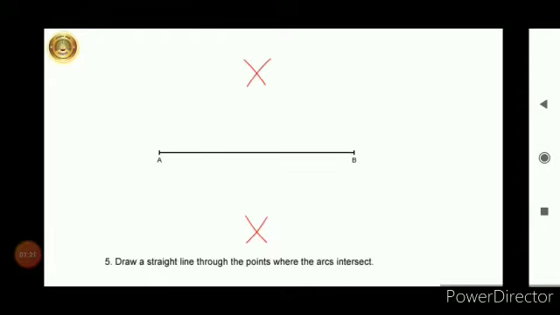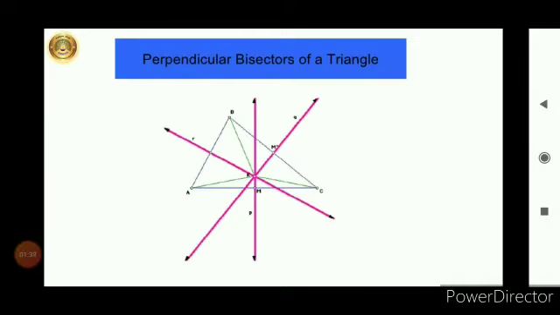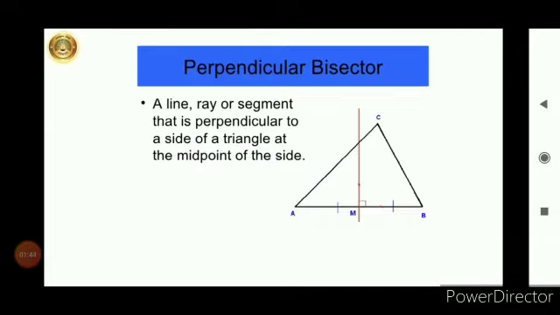Draw a straight line through the points where the arcs intersect. The line will divide the original line into two equal lengths at right angles. So this is about the construction of the perpendicular bisector. Now today we will see the perpendicular bisectors of a triangle.